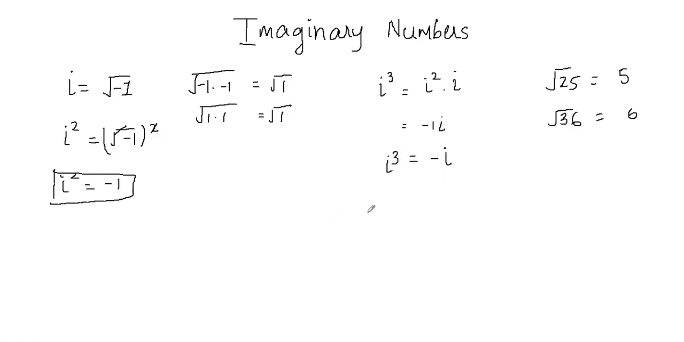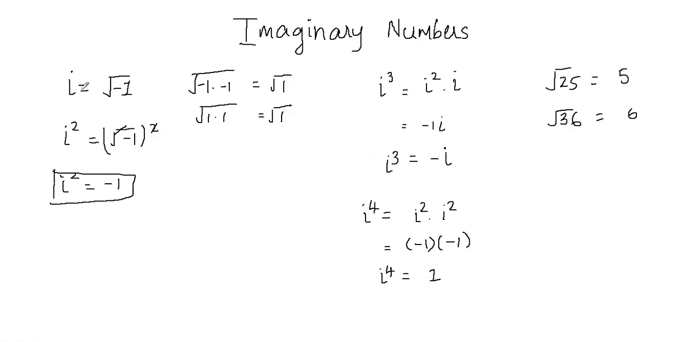Let's find the value of i to the fourth. If I have to find the value of i to the fourth, I can write this as i squared times i squared. And we know that the value of i squared is -1, so we can substitute -1 for i squared. So this is going to be -1 times -1, which is equal to +1. So I know that i to the fourth is equal to +1.